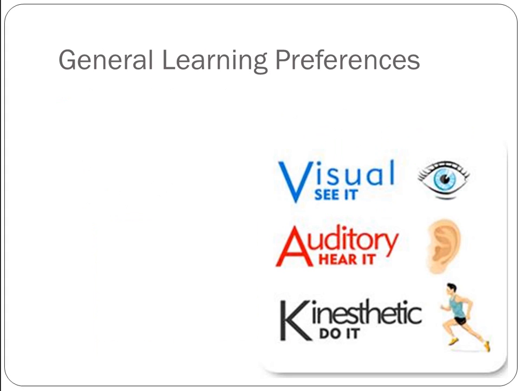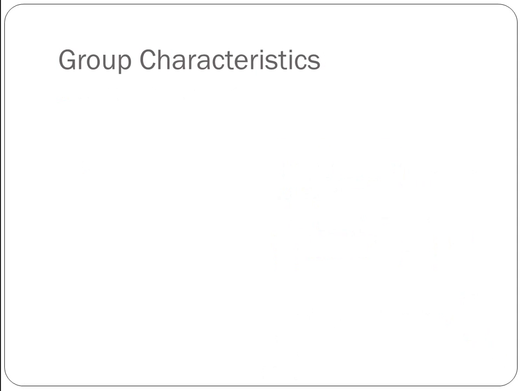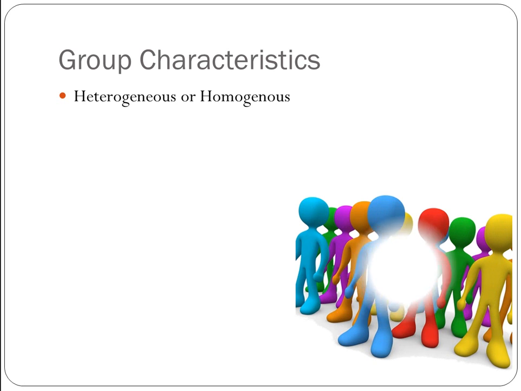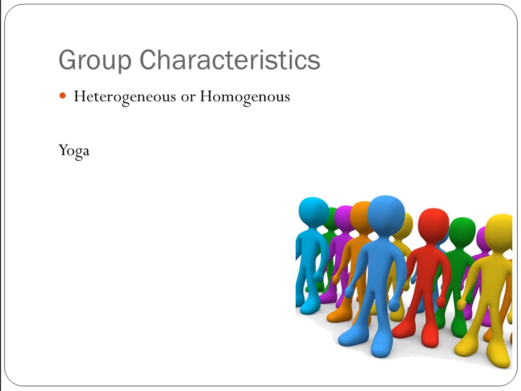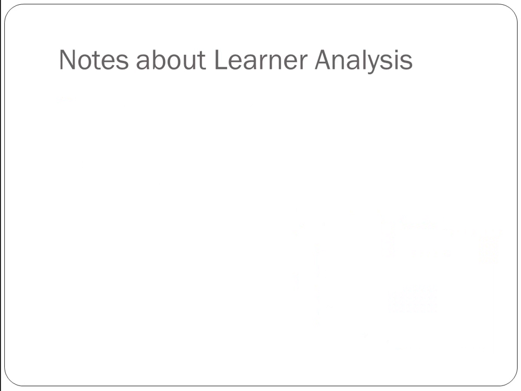General learning preferences is understanding how the students prefer to learn. Are they visual, auditory, or kinesthetic learners? Yoga classes are kinesthetic. Group characteristics is understanding how much the group of students have in common. In yoga, this would be the overall impression of the class.